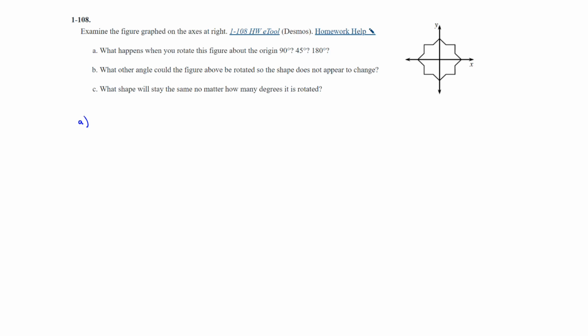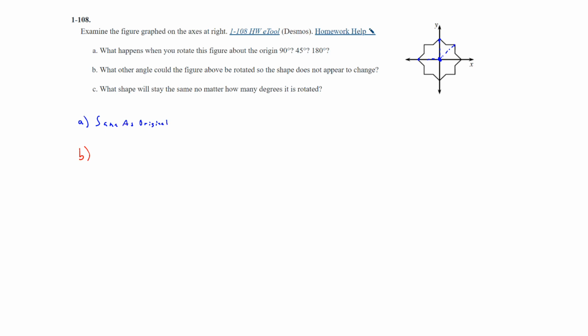But if you rotate the figure about the origin, so it has to be right here, 45 degrees, 90 degrees, and 180, just to kind of show you, this would be like your 45, your 90, and then your 180. What you'll notice is that each one of these rotations happens on a point, and so what's left is the original figure. It looks exactly the same as the original.